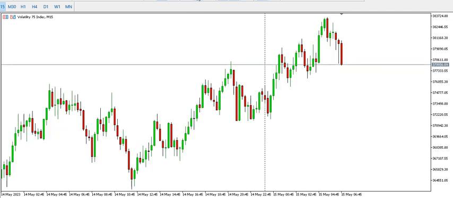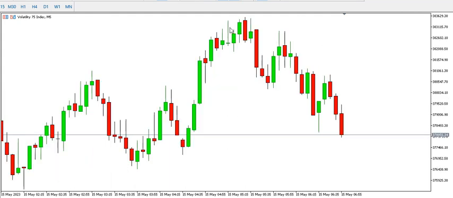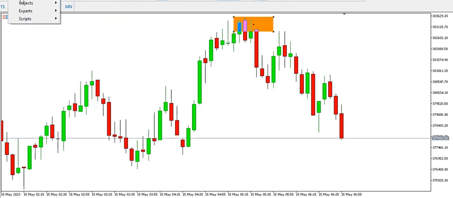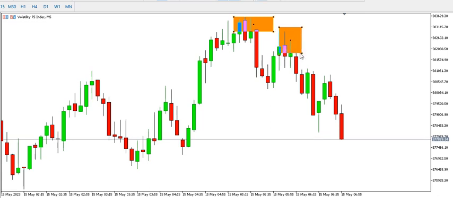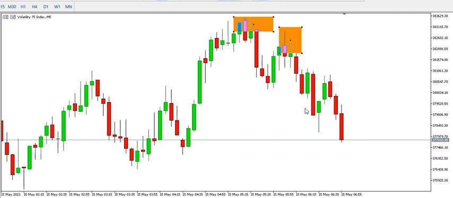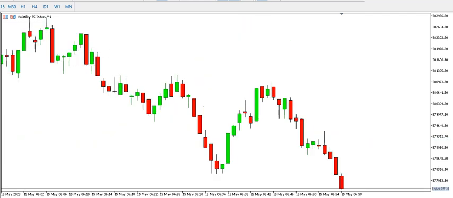The 5 minutes time frame. You can see how we have this double top on the 5 minutes time frame. We have this very top here, and we have another top around here. We have a double top, and price is currently going down. So we are looking for how to scalp sell volatility 75 index on the lower time frames.